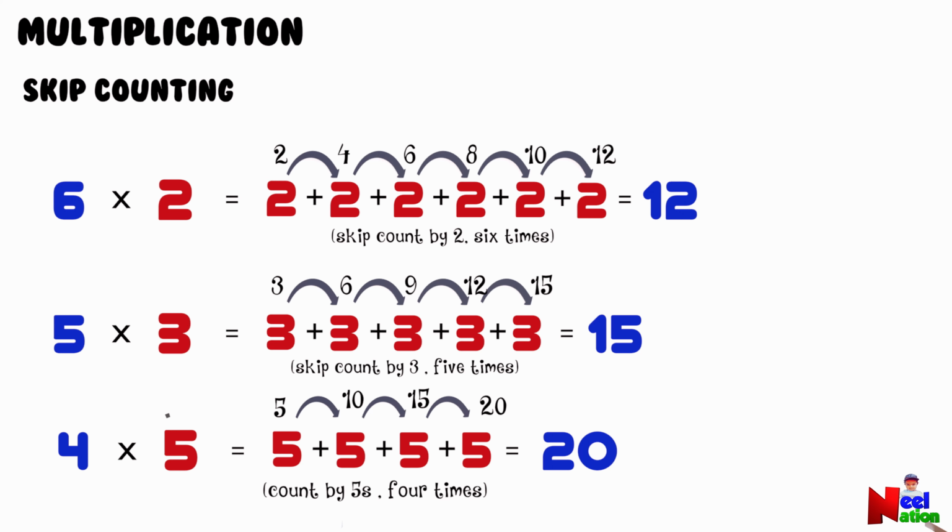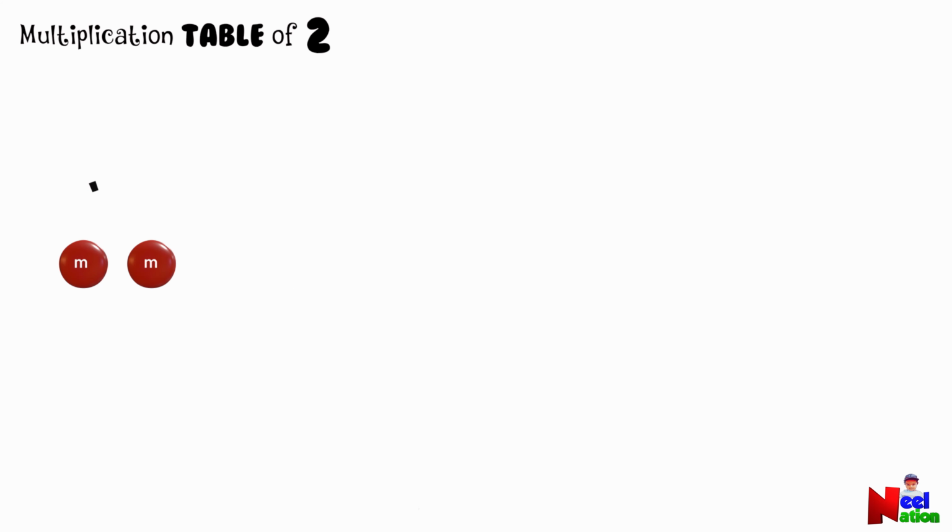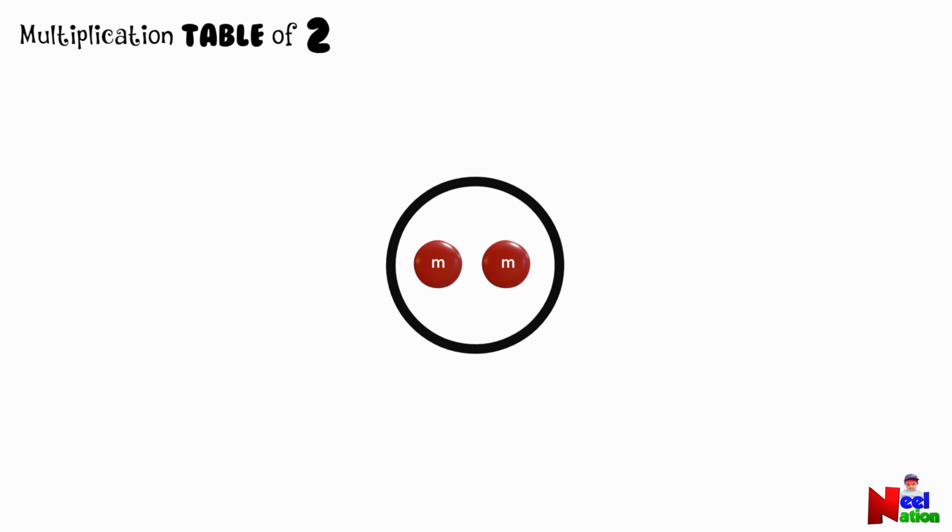The easiest and quickest way to start doing multiplication is by skip counting. When we keep practicing skip counting, we start remembering the answers. These answers form the multiplication tables. Let's build a multiplication table of 2. To understand the table of 2, let's use something fun, candy.